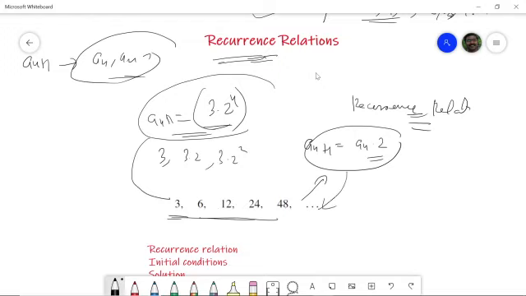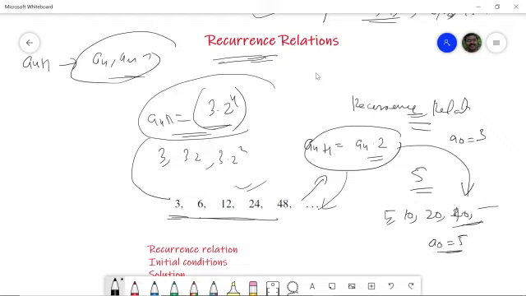If I take the first term as maybe 5, what will be the terms of the sequence? The terms would be 5, then 5 times 2, which is 10, then 10 times 2 is 20, then 40, etc. So this is another sequence which is also determined by this relation. In order to distinguish which sequence is which, we also give an initial condition, which states the a_0 term. In one sequence the first term was 3, in the other the first term was 5. This condition helps you uniquely determine a sequence in terms of the recurrence relation.